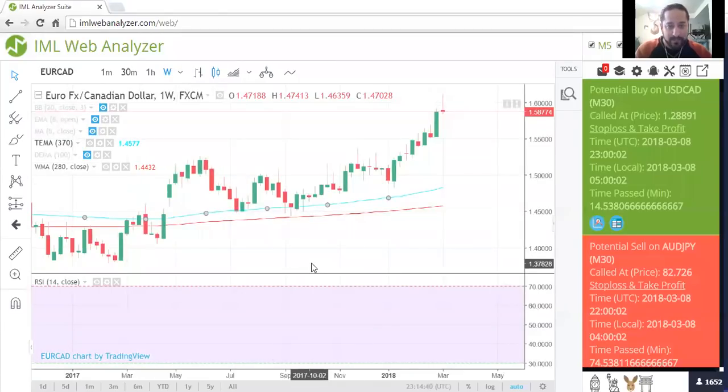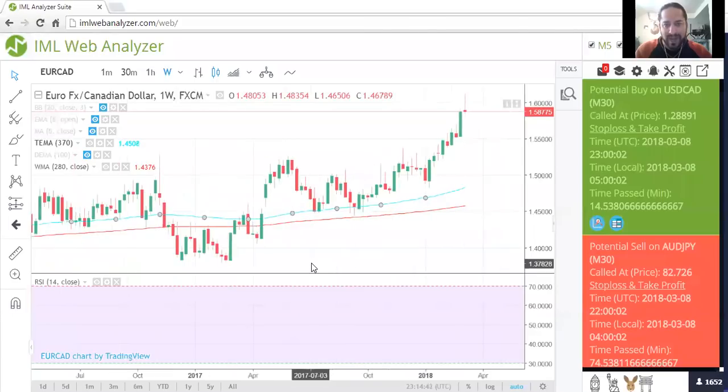And there it is. It popped up. So there's my light blue line there. That is the TEMA 370. And these two lines, the 370 and the 280, are your major moving averages. Major moving averages. They provide a major level of support and resistance.